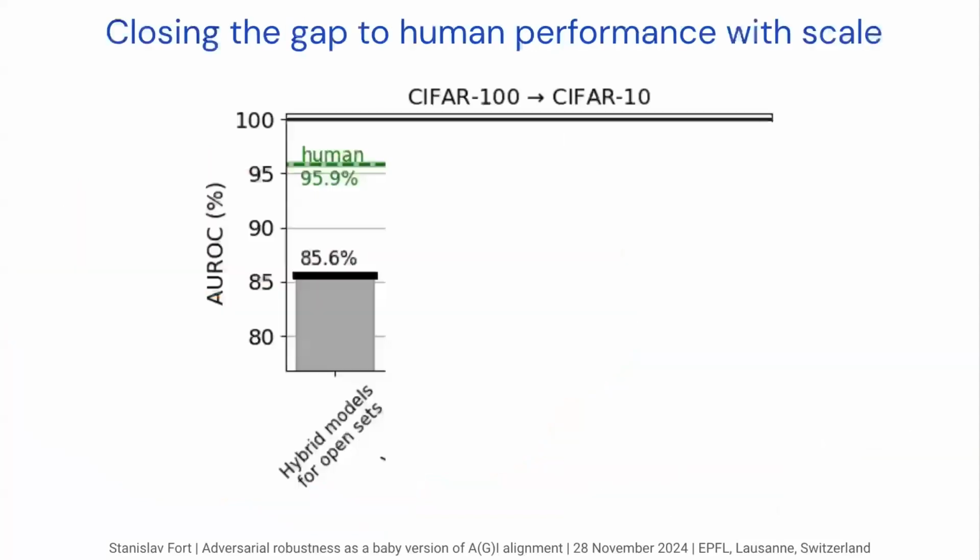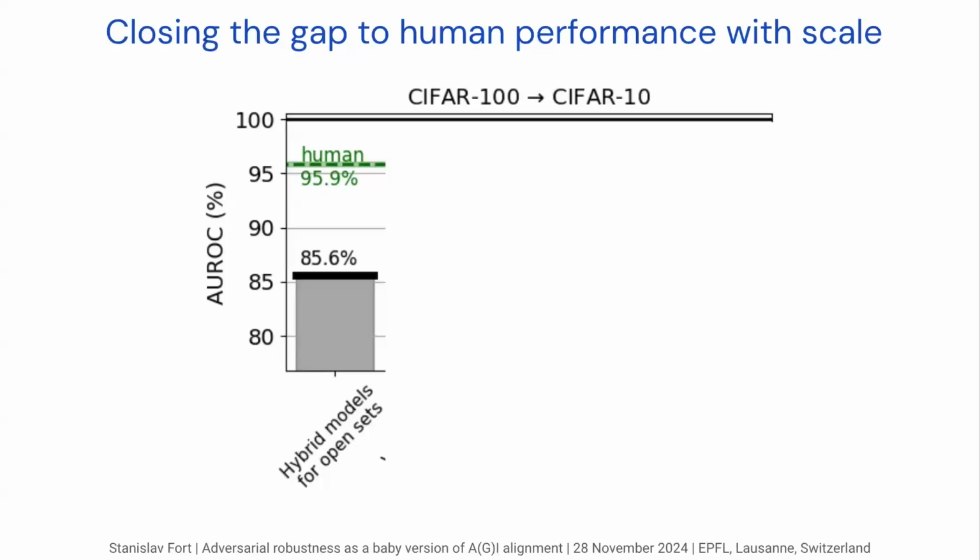And so you can think about this as a binary accuracy in classifying the images into one or the other type. So if you were completely bad at this, at chance, you would be at 50%. And until this paper, the best models in the world were roughly at 86% AUROC on this particular hard task of CIFAR-10 versus CIFAR-100.